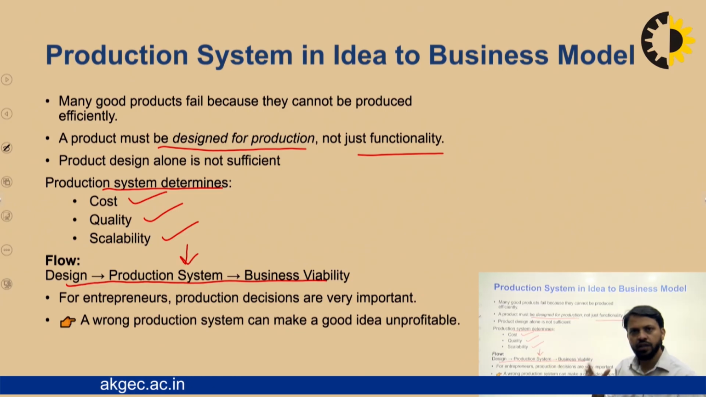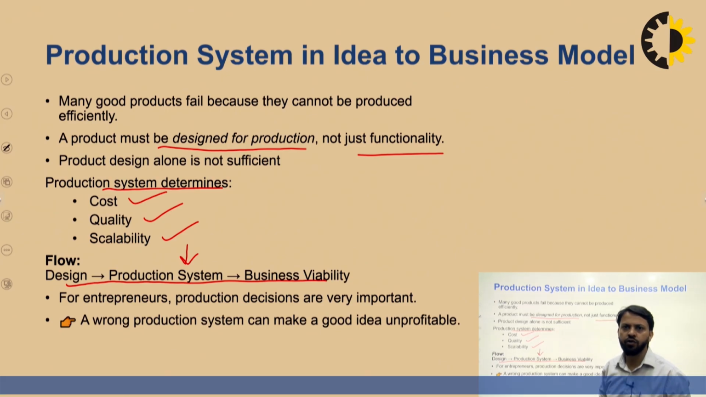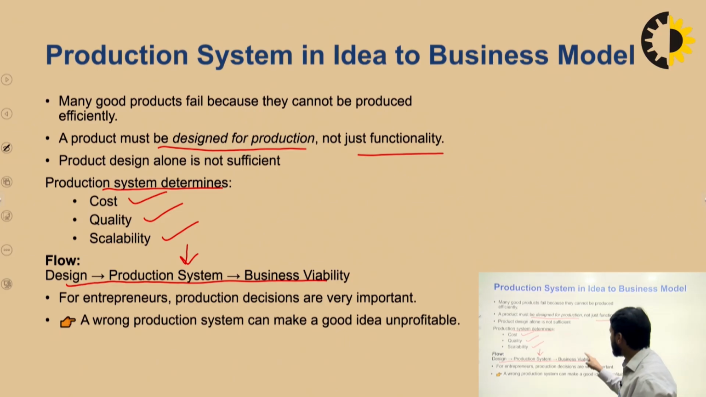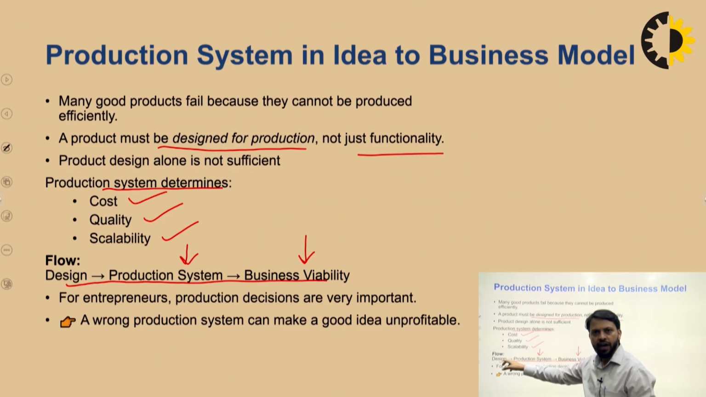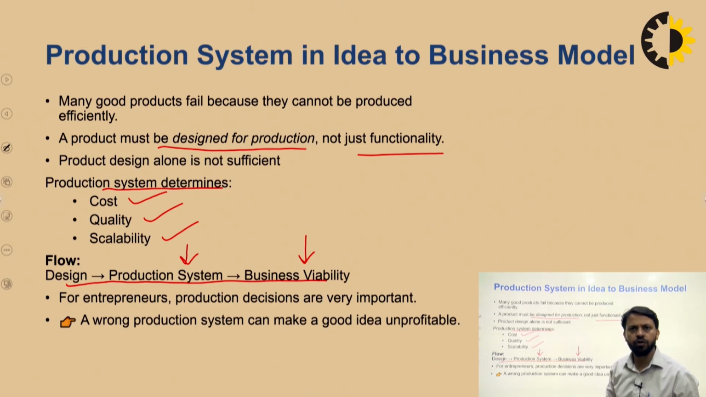You have to design the production system. You have to select which kind of production system is more suitable for the idea that you have selected. And then you can go for the business viability. If you have designed the idea in a proper manner with the design steps, and if you have selected the production system in a good domain, then only can you have a viable business idea or a viable business model.